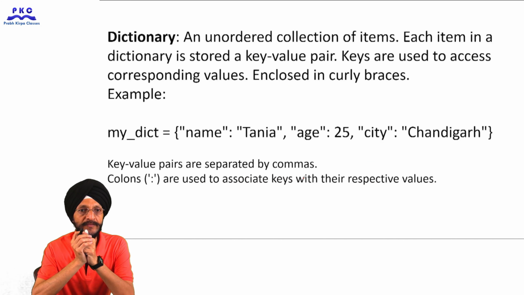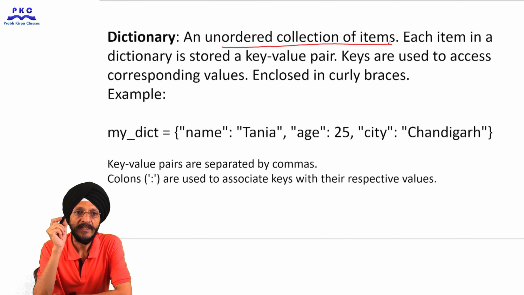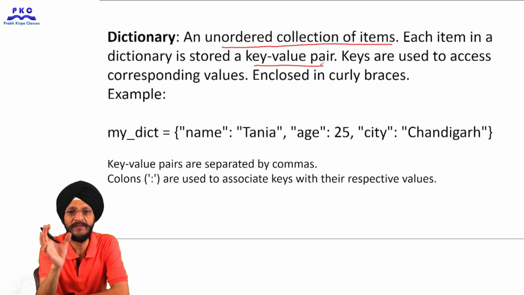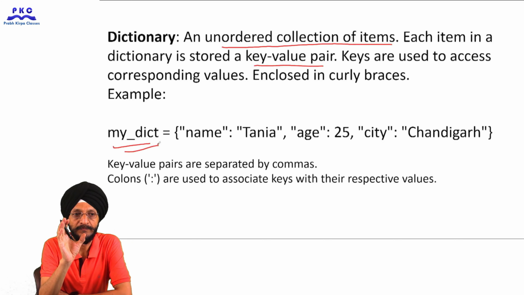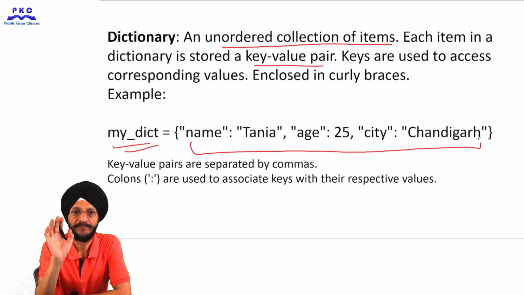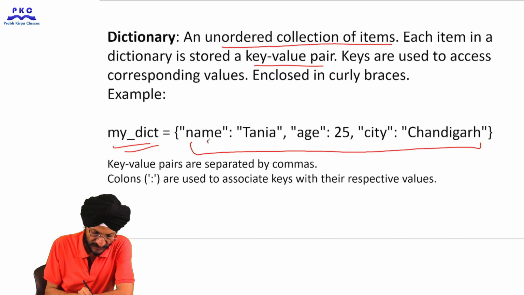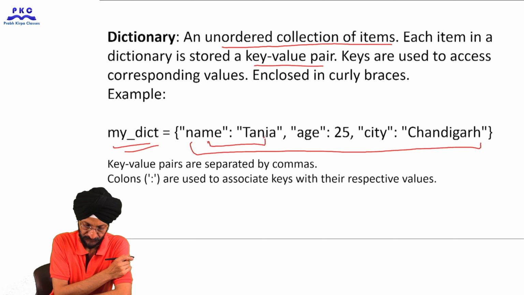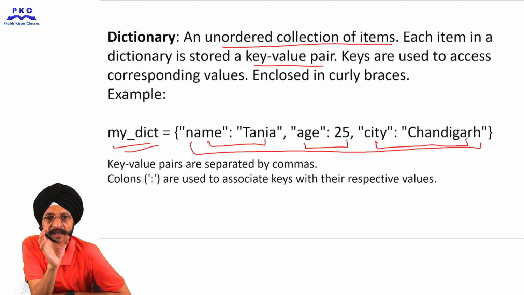Now, dictionary. A dictionary is an unordered collection of items. Each item in a dictionary is stored in a key value pair. What is the meaning of key value pair? Here we understand the same. This is the variable my dictionary. Here you can see the items are given, and each item is stored in a key value pair. In between is one item, this is another item, and city, Chandigarh, is another item.